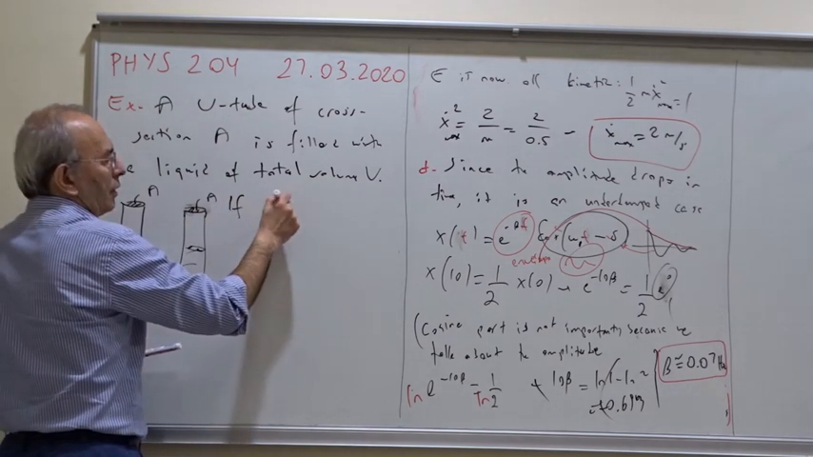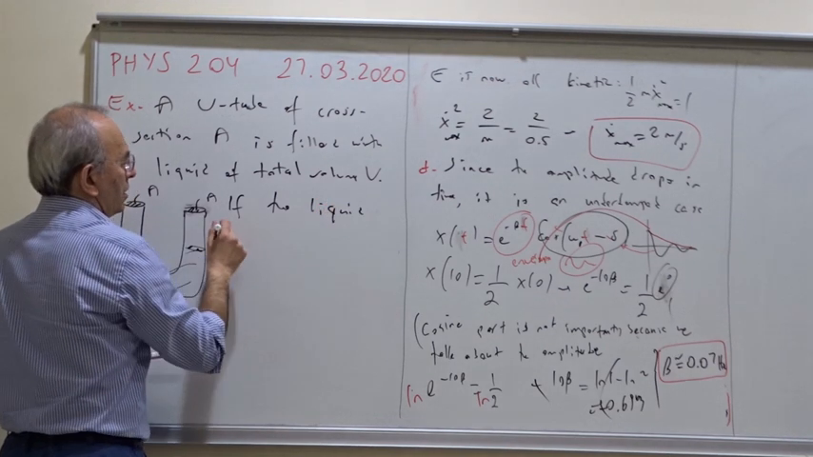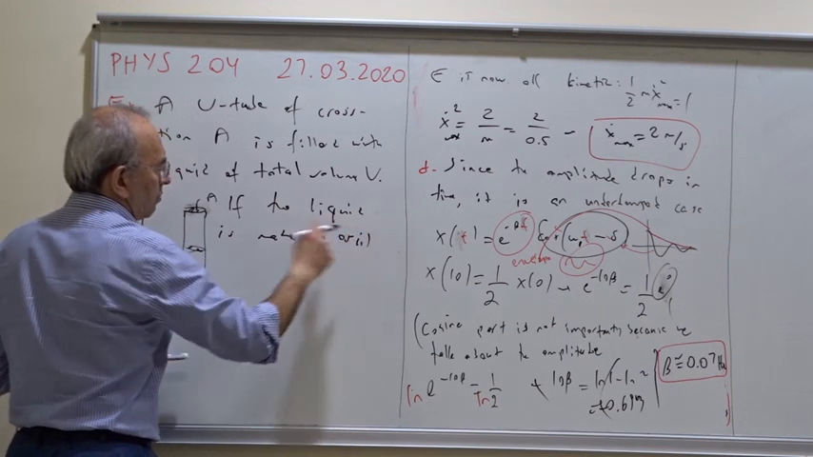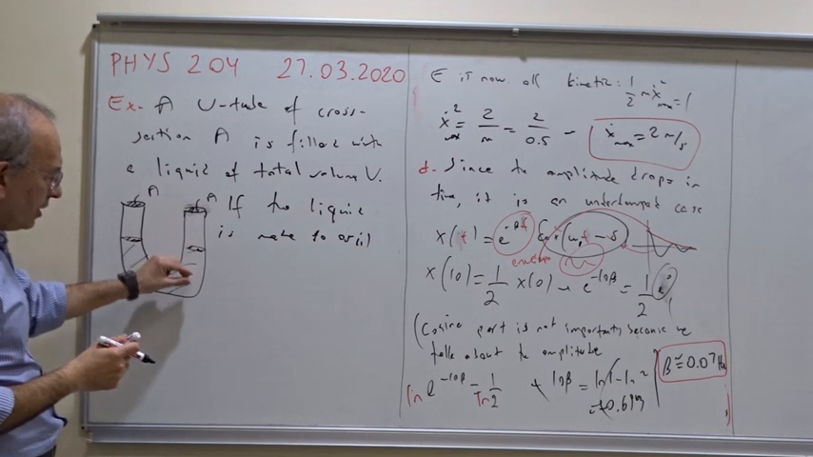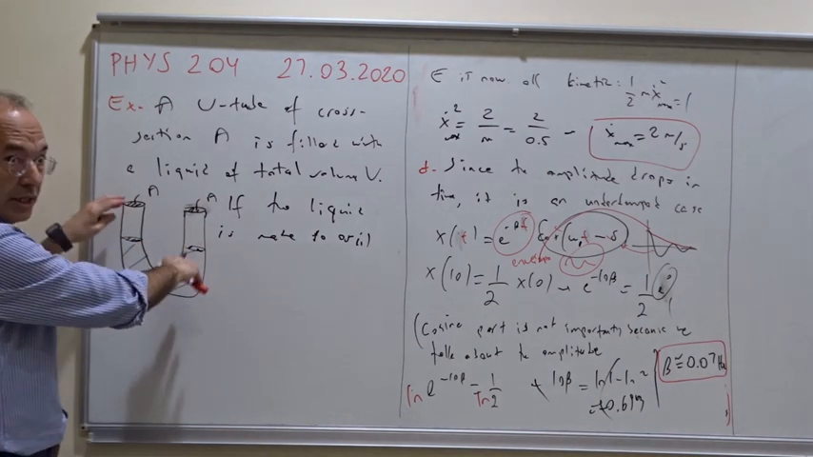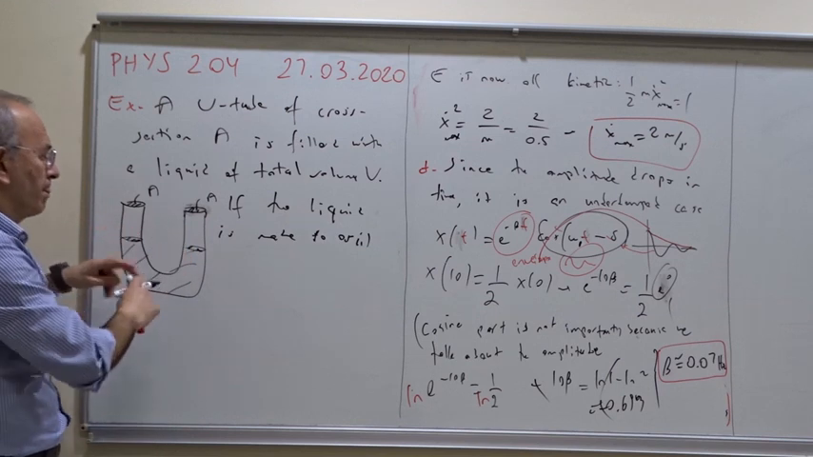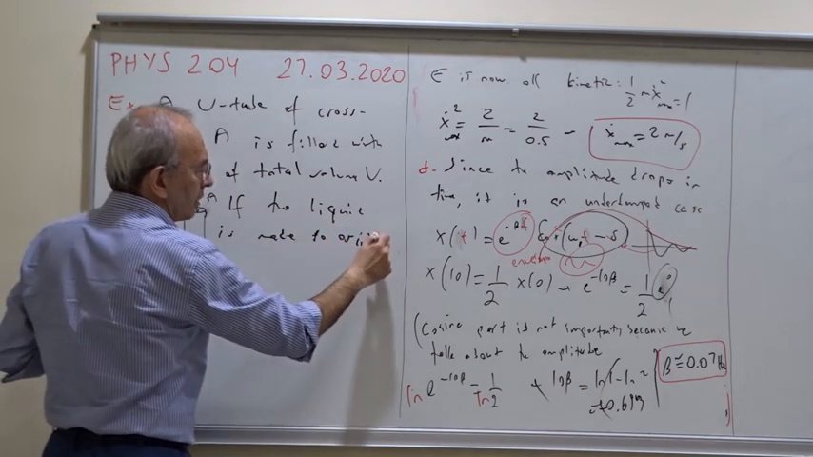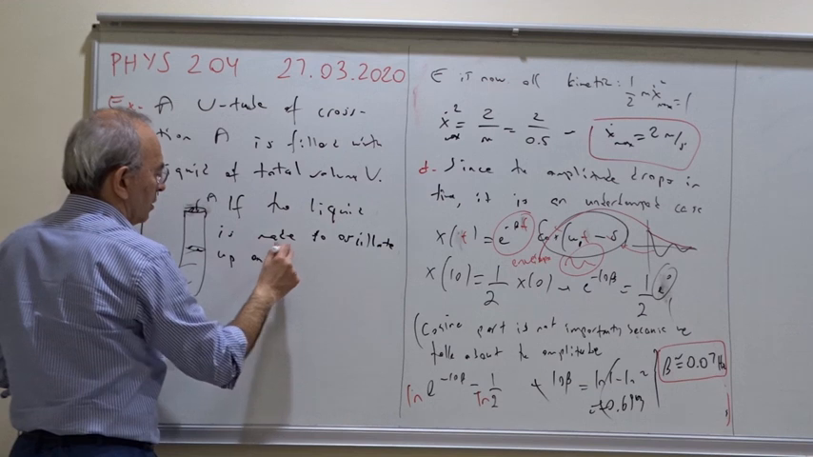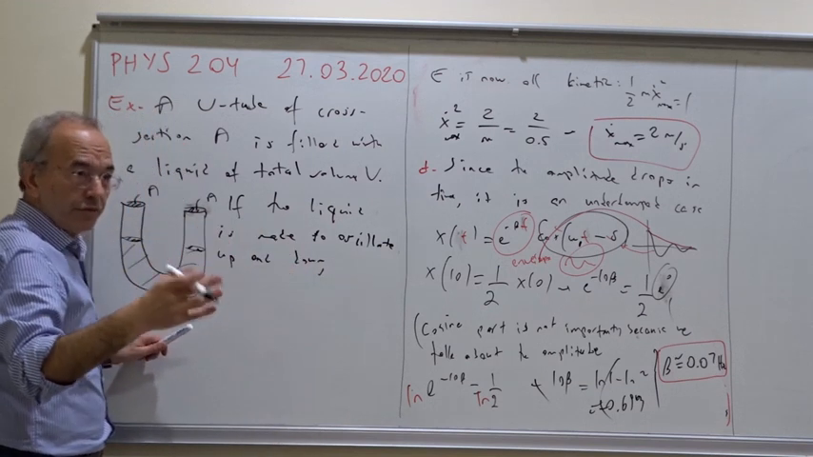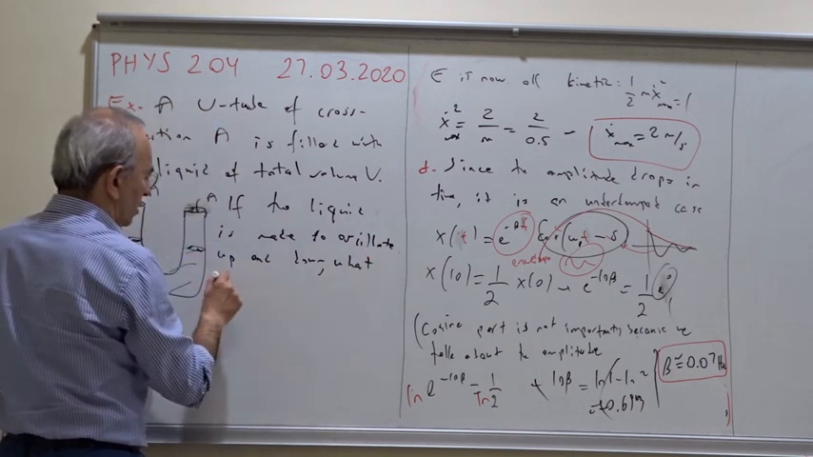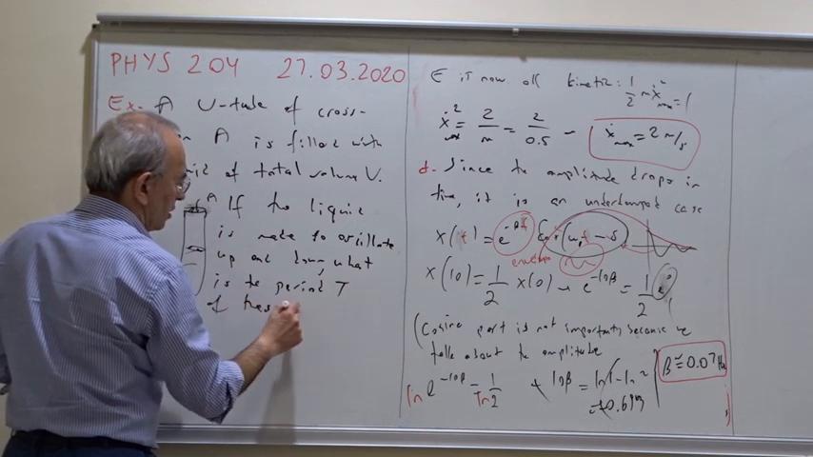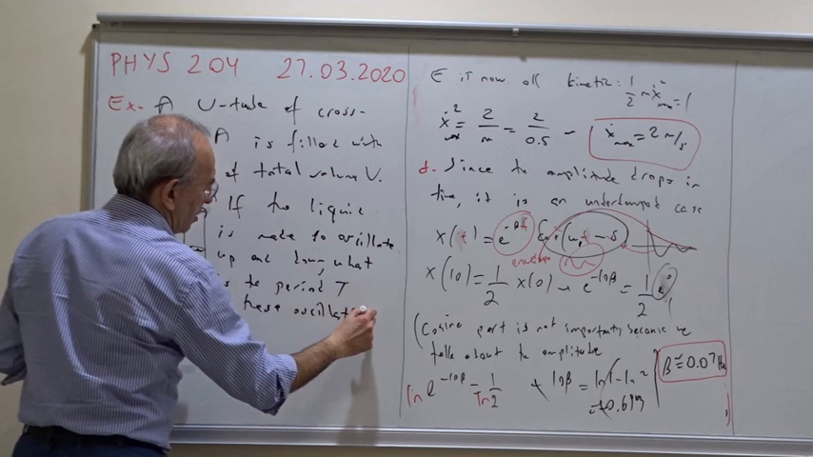If the liquid is made to oscillate up and down by just jostling, by just pushing one part downward, so that will make oscillations up and down continuously, what is the period T of these oscillations?